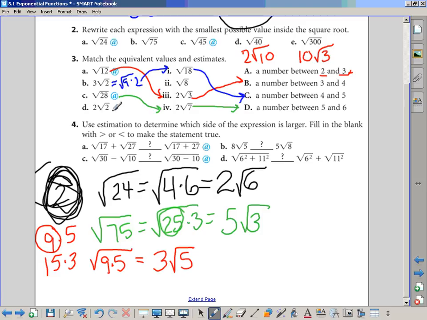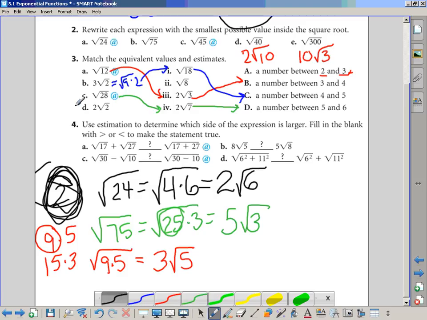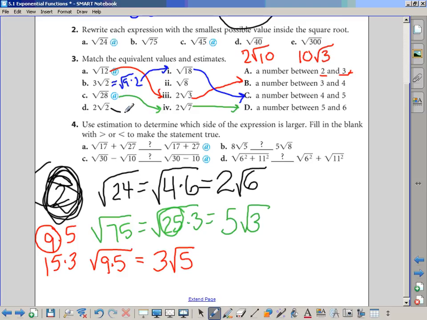And finally, for part D, 2 root 2, that's going to be the square root of 8, because if the 2 was still under the square root, it would be the square root of 4 times 2, which is the square root of 8. And that's going to be a number between 2 and 3, because the square root of 9 is 3, so the square root of 8 is slightly smaller than that.